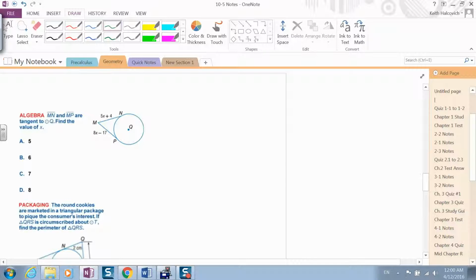So here's the next one, same thing. These are tangents. They come from the same point M, so 5x plus 4 is equal to 8x minus 17. Subtract the 5x and add the 17. So then x equals 7.